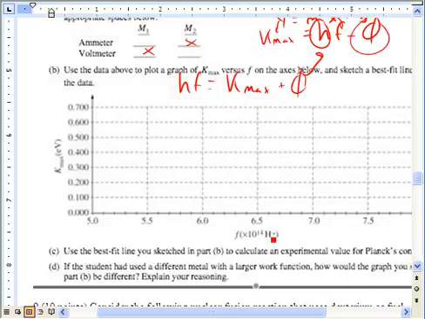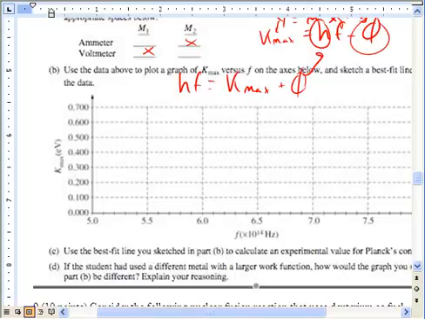Notice that the experimental value is going to be in electron volt seconds, not joule seconds, because we had kinetic energy in electron volts. If the student used a different metal with a larger work function, how would the graph be different? Would the slope change? What can be different about a line? Well, there are two things, a slope and a y-intercept. That's all that can make a line different from another line. The slope can't be different because it's the same Planck's constant. The only thing that's going to be different is the y-intercept, which is related to the work function.